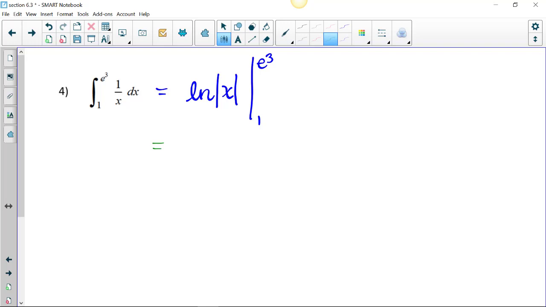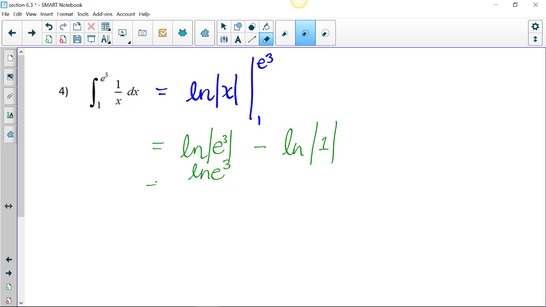Okay, so when I substitute that in, I have the natural log of the absolute value of e cubed minus the natural log of the absolute value of 1. Well, I know that e cubed is positive, so the absolute value of e cubed is just e cubed. So that's really the same as the natural log of e cubed. So remember, natural log is a logarithm base e. So this is going to evaluate out to be 3.